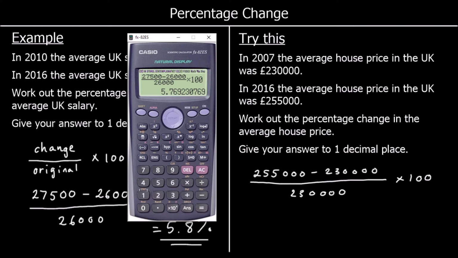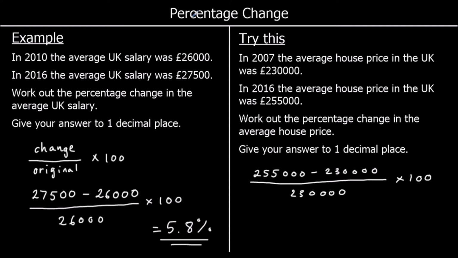So we'll type it into the calculator. 255,000 take away 230,000 over 230,000 times 100. And again, S to D button, that gives us our percentage in decimal, one decimal place. So the number after one decimal place is 5 or above, so it kicks up again. So we've got 10.9 this time, 10.9%.